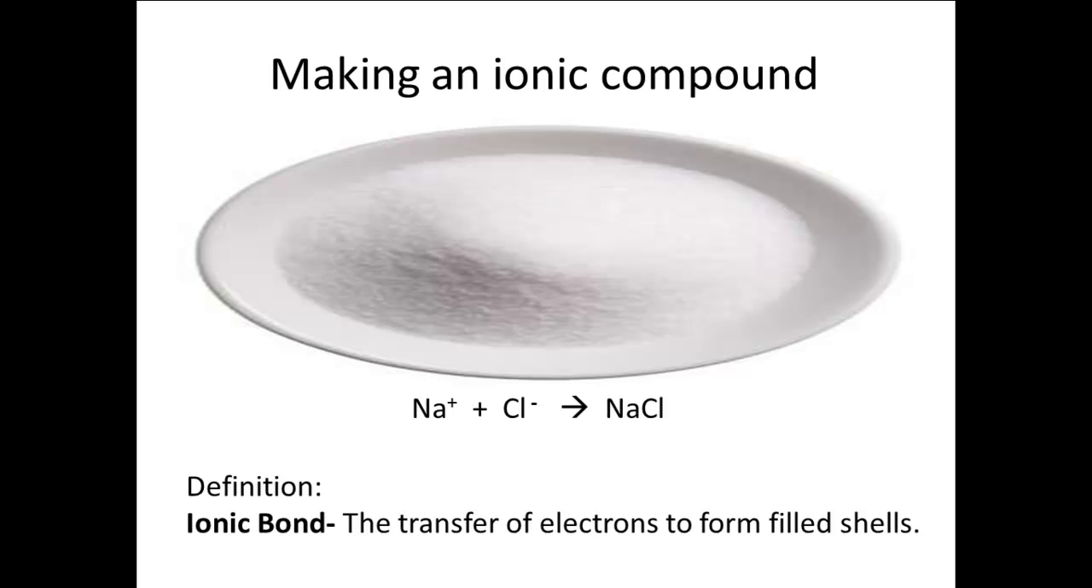It is important to remember that when we make these positive and negative ions, the electrons don't just go off into space. They are transferred to another atom, so that the total charge must still be neutral, 0. You may pause the video here to write down the definition of ionic bond.